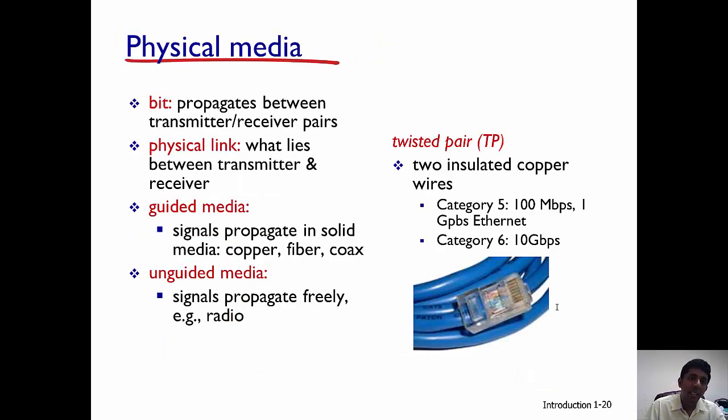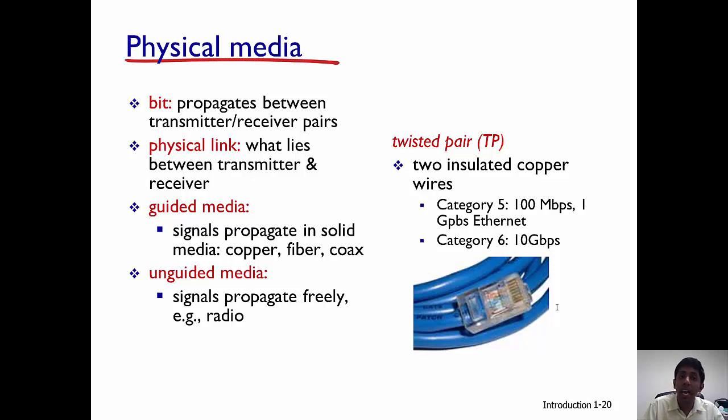We talked about the access networks. Now, the access networks are going to be connected by physical media. There are different kinds of physical media, and we will not get into the details of all of them. One of the very first physical media that's used is the twisted pair, which consists of two insulated copper wires that are twisted together. A category 6 twisted pair, for example, can provide a 10 gigabits per second rate.